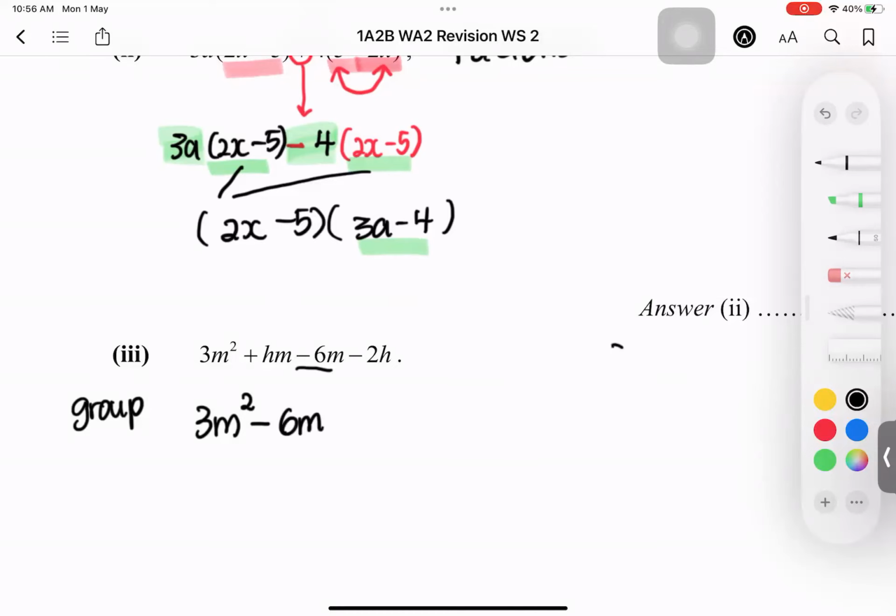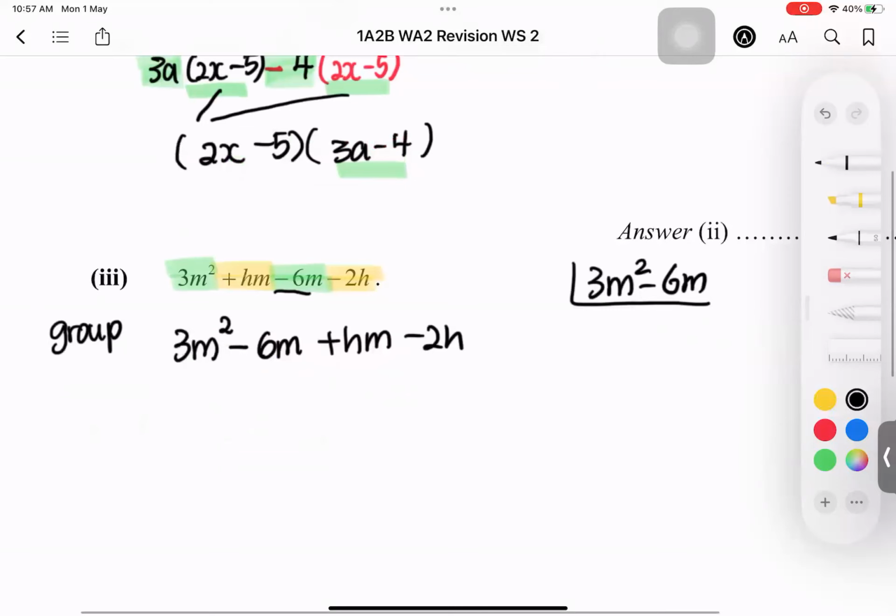Okay, next part. So I have the first group already, 3m square minus 6m. Second group, anyone can tell me? Second pair, what is the second pair? Negative 2h. Correct. Thank you, Alvina. Positive hm and negative 2h. So I'll group these together, hm minus 2h.